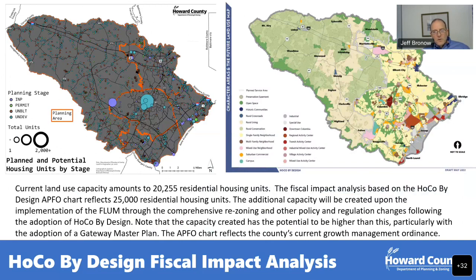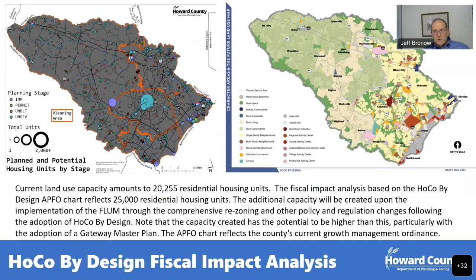plan. Now, in order for the FLUM to be realized, the general plan discusses policies for redevelopment and creating these activity centers. So through the comprehensive zoning process and other policy changes, more capacity will be realized. The HOCO by Design fiscal impact model, based on the APFO chart in HOCO by Design, generates 25,000 units. Our capacity is 20,255, so we need to come up with an additional 5,000 units. If you model the FLUM, which we've done, which I'll talk about in the next slide, we have more than enough capacity for those 5,000 units.